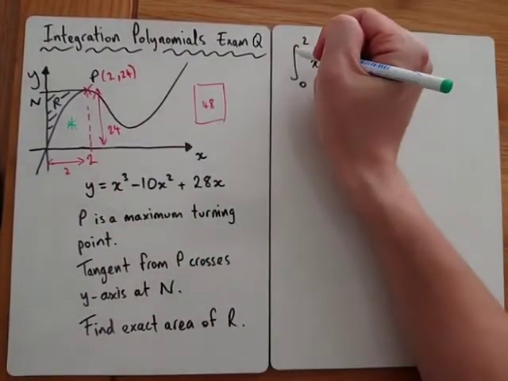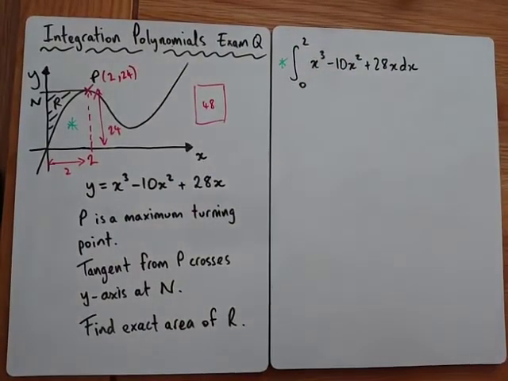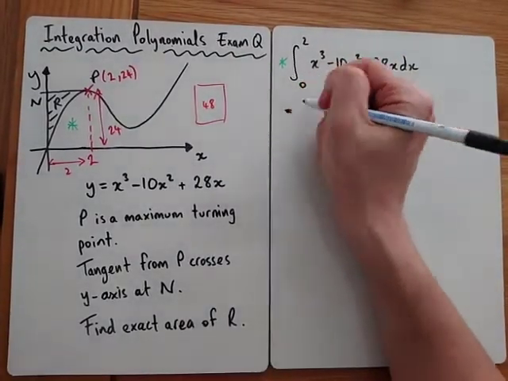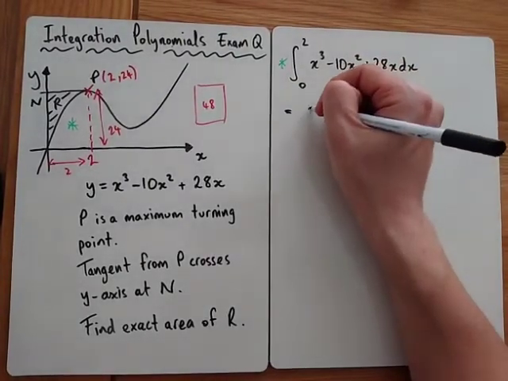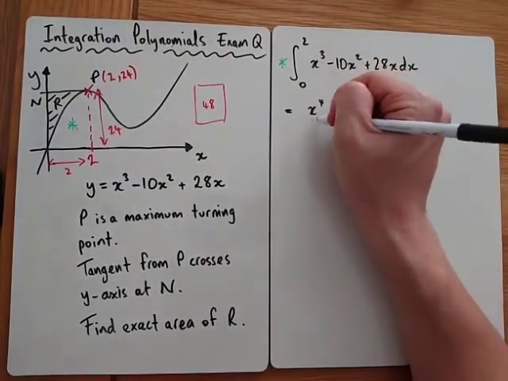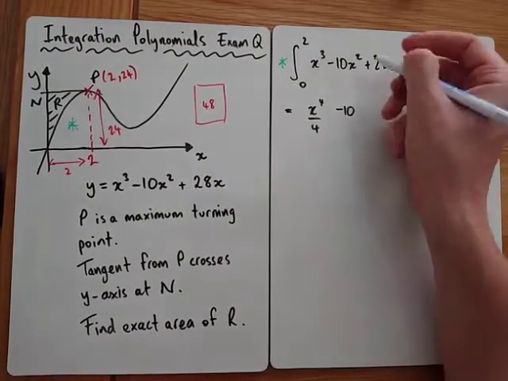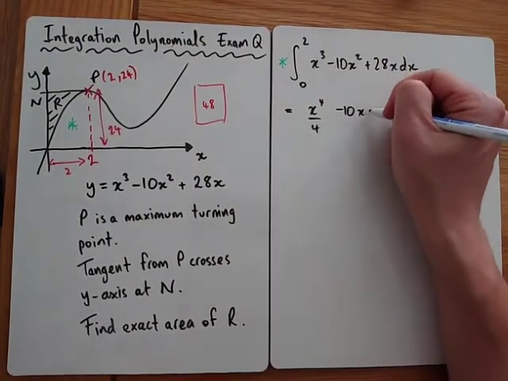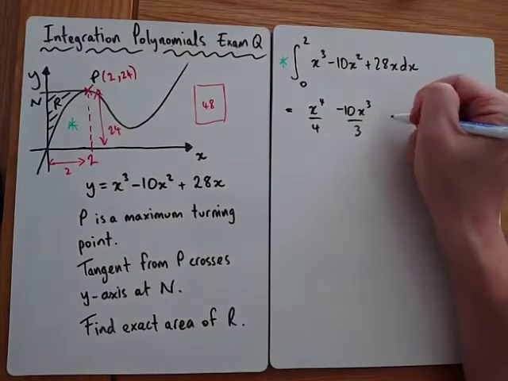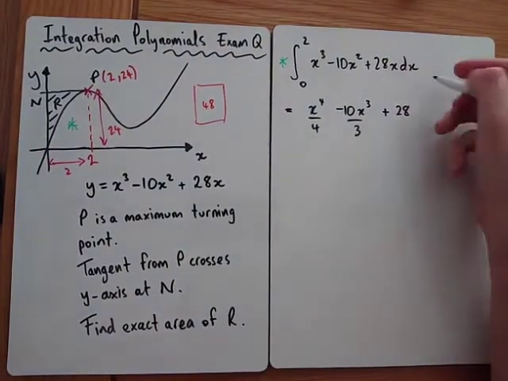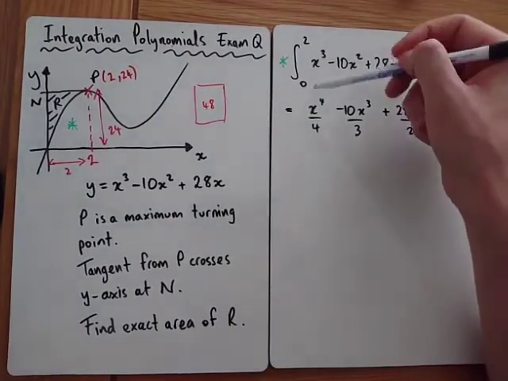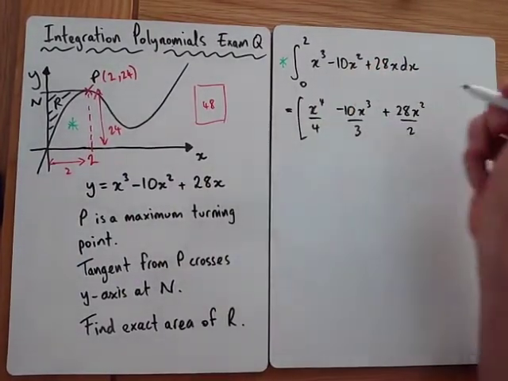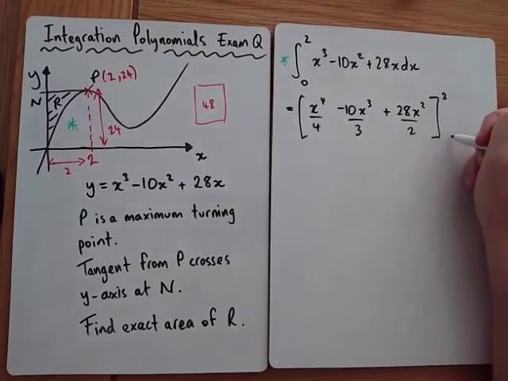So to find this green area, we can integrate the cubic between the limits 0 and 2. Integration is just the reverse of differentiation, isn't it? So we increase the power, divide by the new power. It's the opposite, and in the opposite order. So x to the 4 over 4 minus 10. Always think about your power first when you're integrating, so that'll be x cubed over 3 plus 28, add 1 to the power, x squared over 2. Sometimes we need the constants, but when we're integrating with limits, we don't need to worry about them, because the constant would cancel when we subtract.